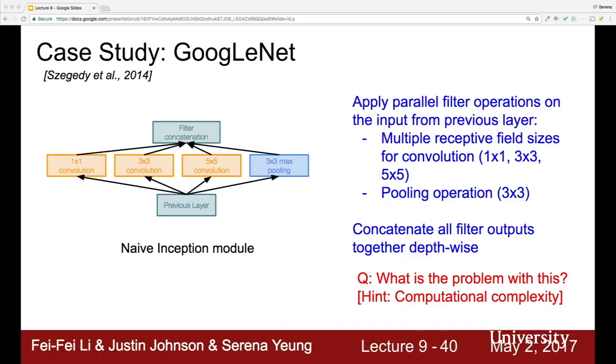So if we look at just a naive way of doing this, we just do exactly that. We have all of these different operations. We get the outputs. We concatenate them together. So what's the problem with this? It turns out that computational complexity is going to be a problem here.